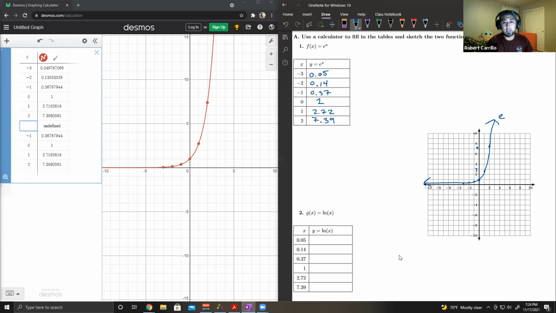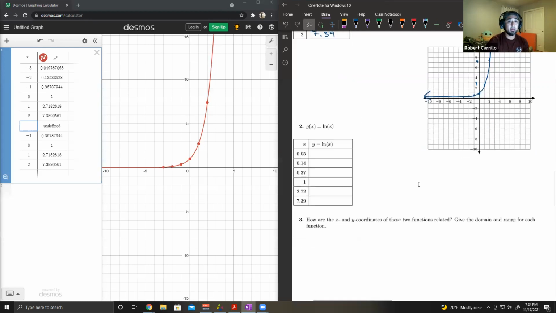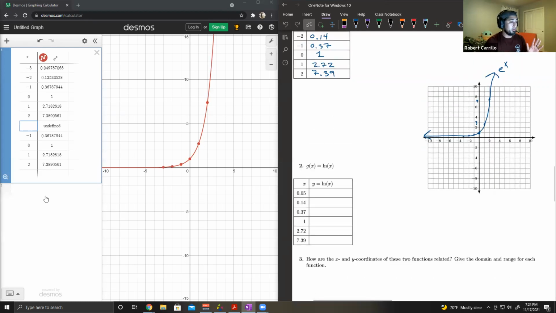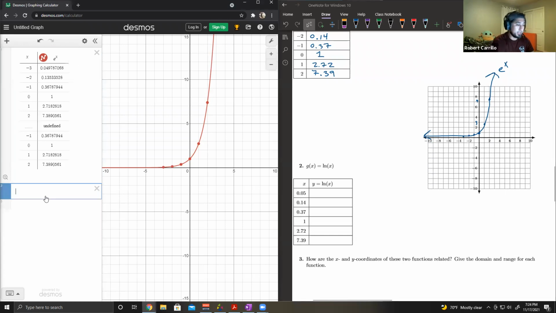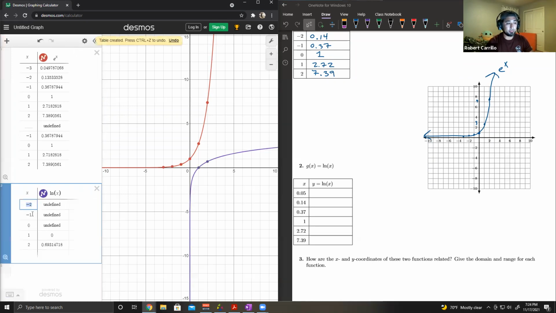So this is e to the x. Okay, now let's go ahead and graph the natural log of x. When you type this in Desmos, again, it's the letter L. You'll do ln of x, just like it is. And you'll make your little XY chart again. So convert the table, and we will pick those values again.